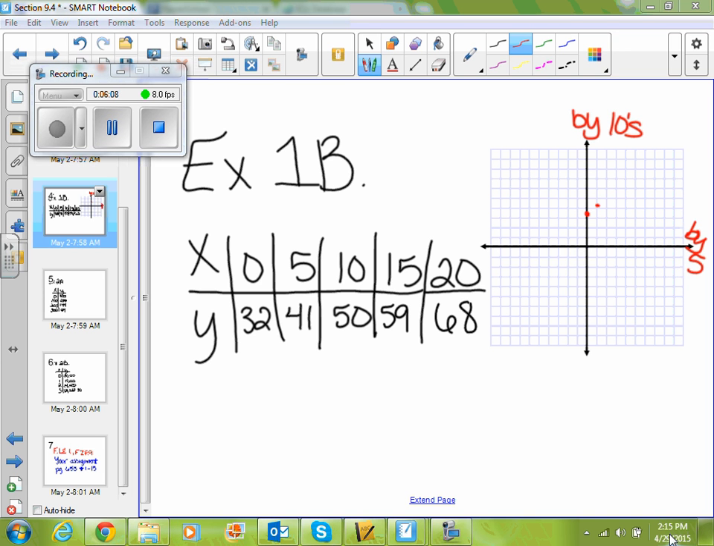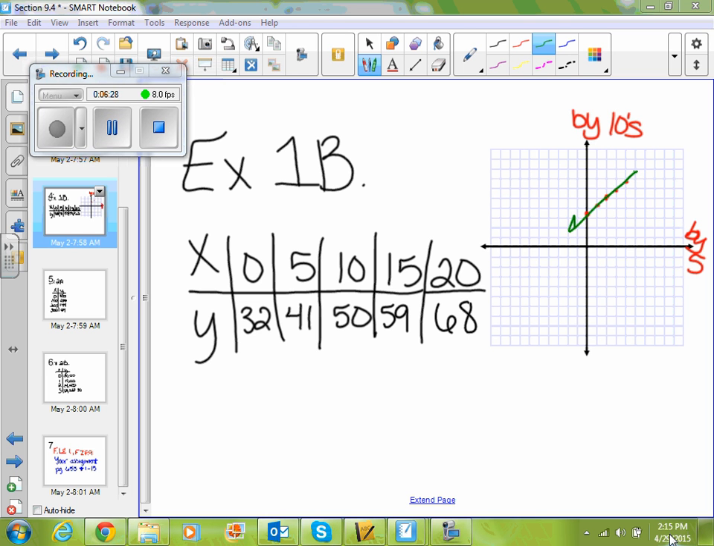10, 50, so over 2, up 5. 15, 59, so over 3, up to almost 6. And 20, 68, so over 4, up to almost 7.